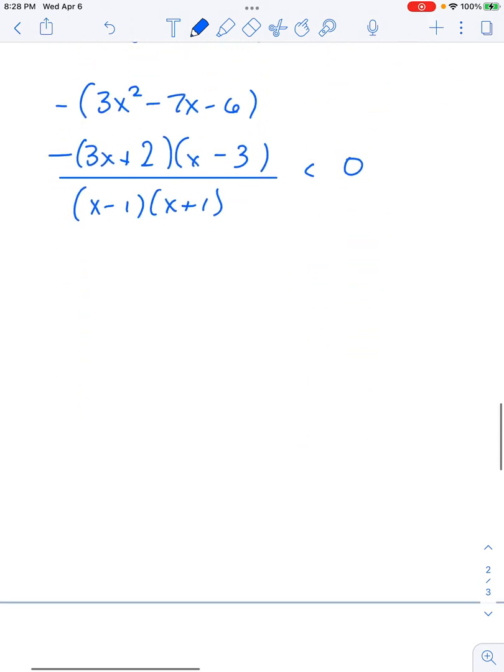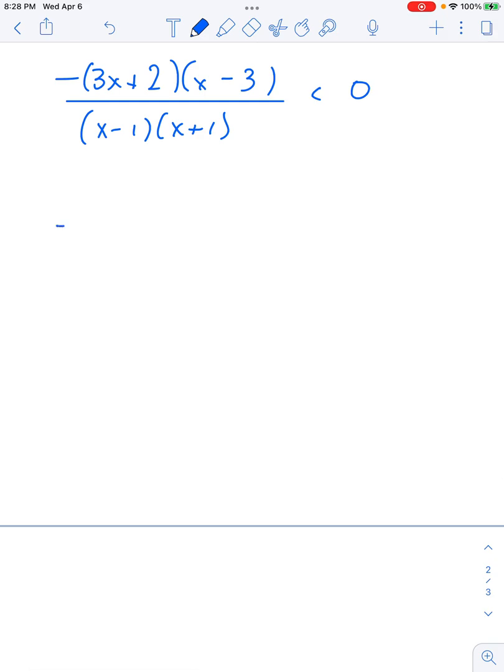So here we have 4 different numbers that are x-intercepts or vertical asymptotes. We have negative 1 for a vertical asymptote. We have negative 2/3 as an x-intercept, positive 1 as a vertical asymptote, and positive 3 as the other x-intercept.